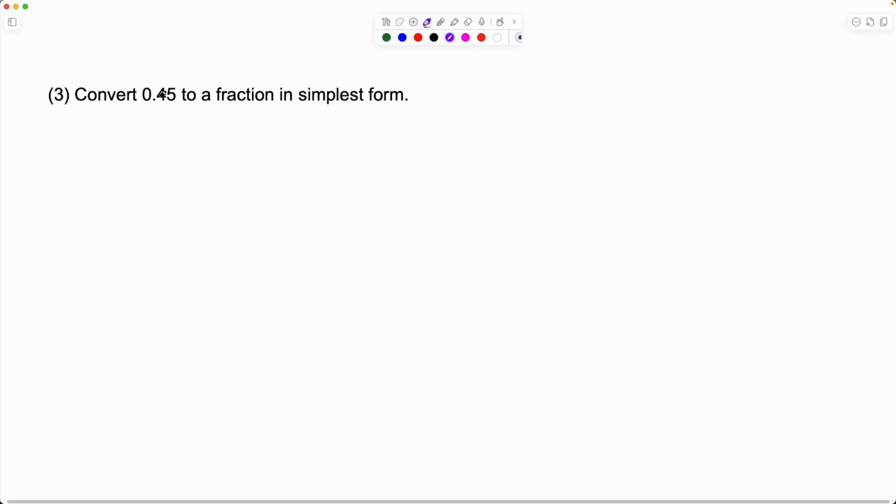Question 3, we're going to convert 0.45 to a fraction in simplest form. Well, first, we should read this as 45 hundredths. So this we could write as 45 over 100. But the question told us to write this in simplest form. So if we stop here, we're not fully answering the question.